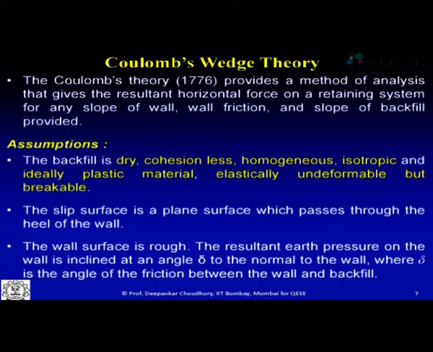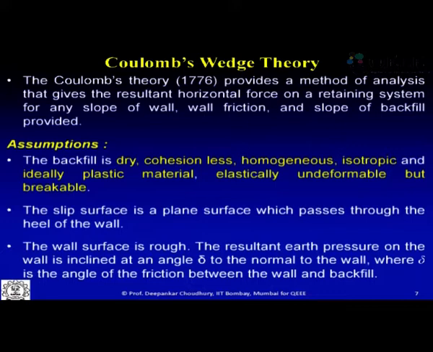But in this case Coulomb assumed that each point on the back of the wall can be considered as the heel of the wall, and then from that point you have to assume a planar failure surface. So Coulomb considered a planar failure surface, and the wall was considered as a rough wall. This is an advantage over Rankine theory, because Rankine theory considers only a smooth wall. Here a rough wall was considered by Coulomb.